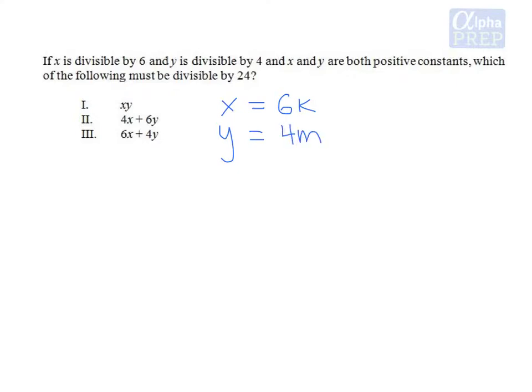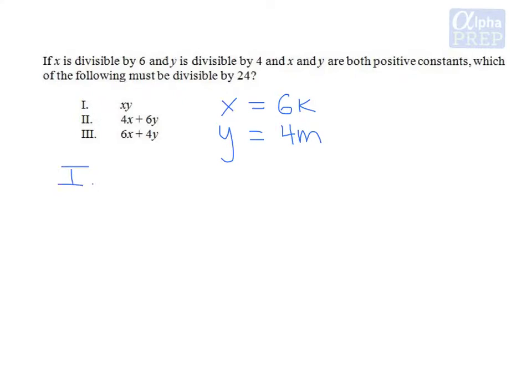some number m. So to determine which of the following 1, 2, or 3 must be divisible by 24, we simply plug in 6k in for x and 4m in for y and see which one gives us numbers that have to be divisible by 24. So let's start with the first one.